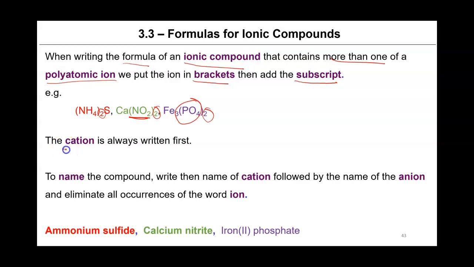Just keep in mind that the cation is always given first, whether it is monatomic or polyatomic. And when we give the name of the compound, and we'll learn how to name these things soon, we always write the name of the cation followed by the name of the anion. And we obviously don't need to include the word ion when we do that.